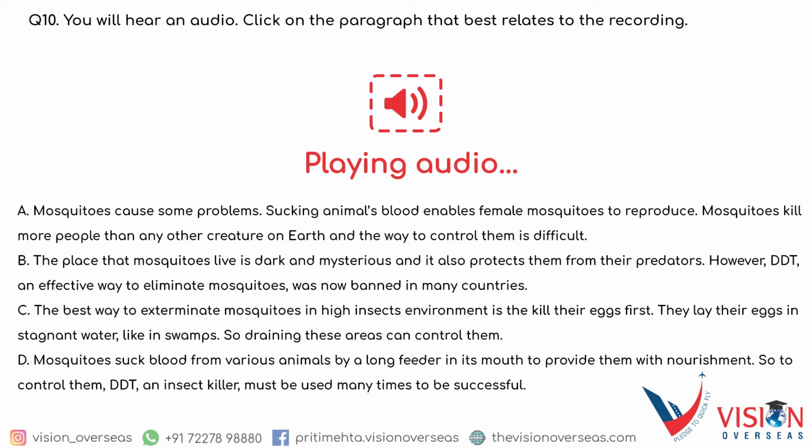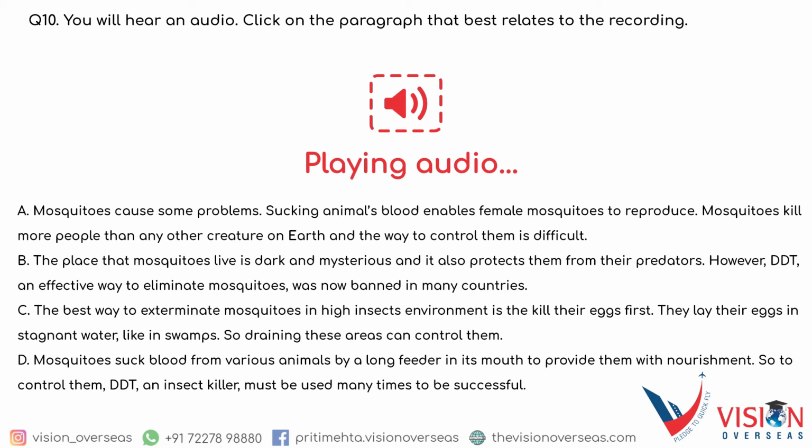Okay, so we've discussed the mosquito's appearance and life cycle. Now let's cover what mosquitoes are most famous for, sucking blood. Mosquitoes suck blood from various animals. You see, a mosquito has a long feeder appendage in its mouth. The appendage penetrates an animal's skin. Then the mosquito sucks the animal's blood.